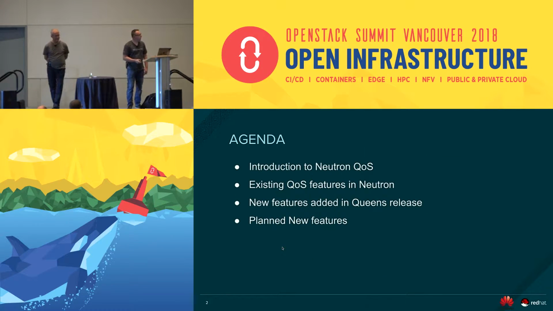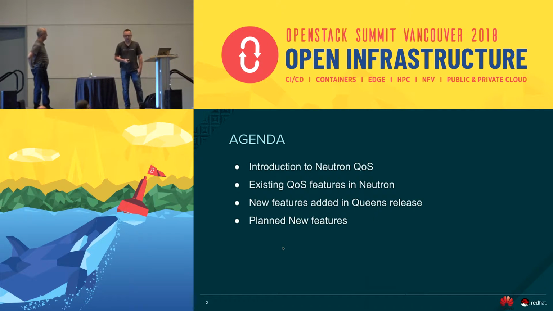So, at the beginning, agenda of today's talk. First, I will do some short introduction to what quality of service in Neutron is. In overall, I will show you what are existing features related to QoS, how it's implemented on backends, and then we will talk about new features added in Queens cycle, and Miguel will talk a bit more about what we plan to achieve in Rocky and beyond.